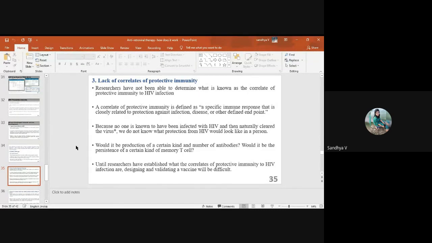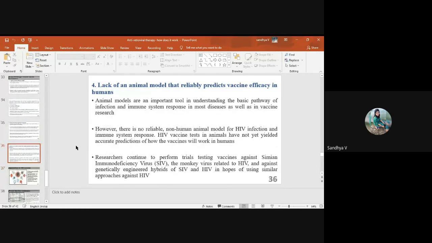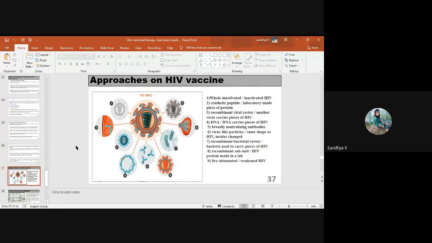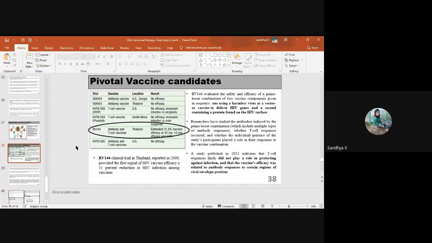So these are the data where we lack in the development of vaccine, and there is no animal model which will replicate the HIV infection like our human system. Till now, researchers are working with SIV, where HIV originated. There are some vaccines they designed with hybrids of SIV and HIV, hoping to prevent HIV infection. There are some approaches targeted on HIV vaccine, like whole inactivated virus, synthetic peptide, recombinant viral vector, and virus-like particles. It's called pseudovirions, where the envelope of the pseudovirions will contain the envelope of HIV, but the genome will be of any other less virulent virus. And recombinant subunit and live attenuated, we can do HIV vaccines.